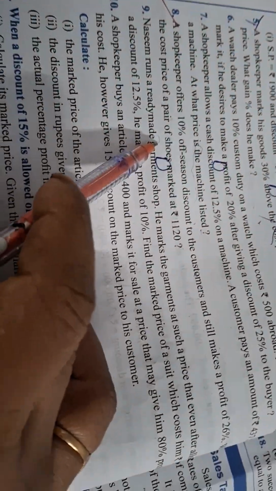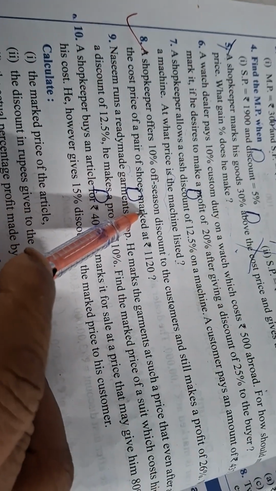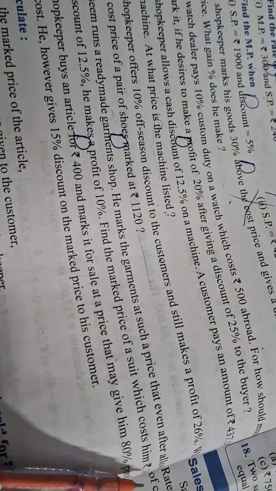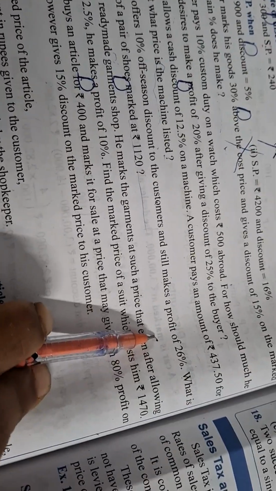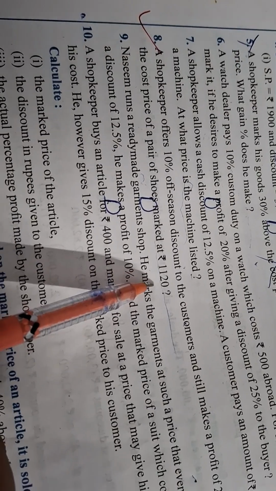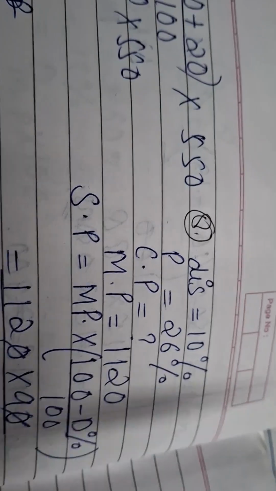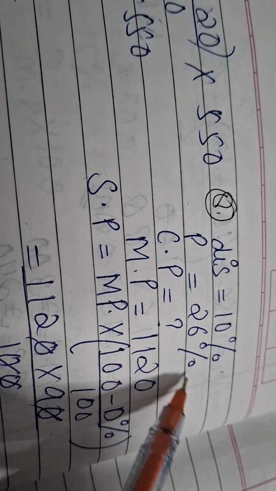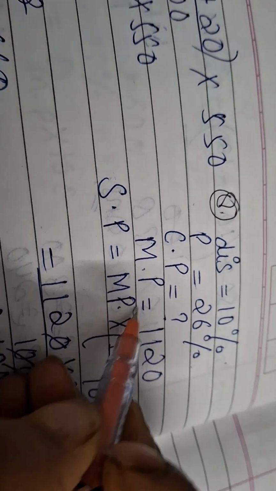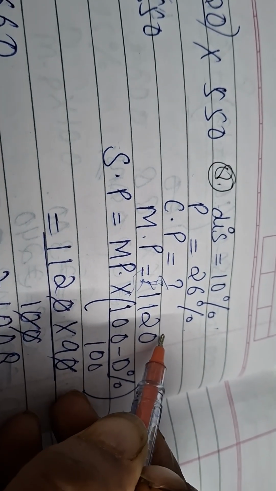8th, a shopkeeper offers 10% off-season discount to the customer and still makes a profit of 26%. So what is the cost price of a pair of shoes marked at rupees 1120? So you have to calculate the cost price. In this question, discount is 10%, profit is 26%, mark price is rupees 1120, and we have to calculate the CP.